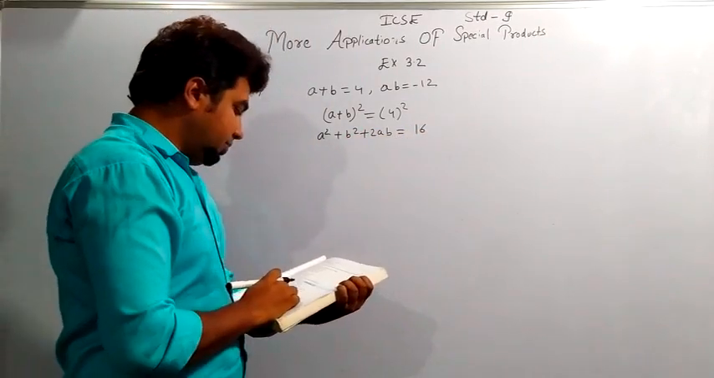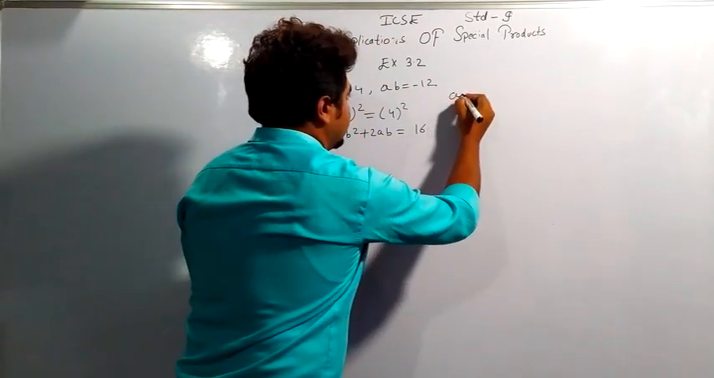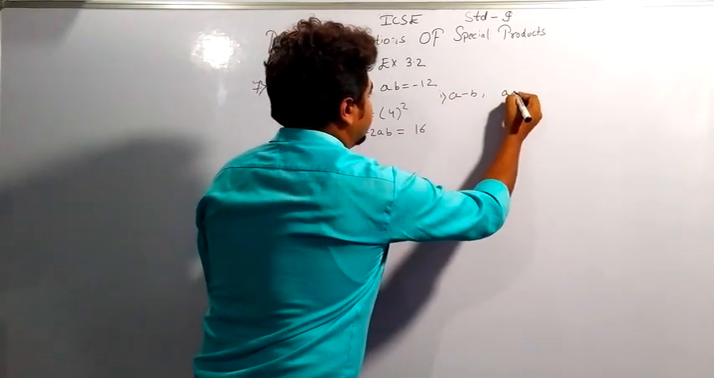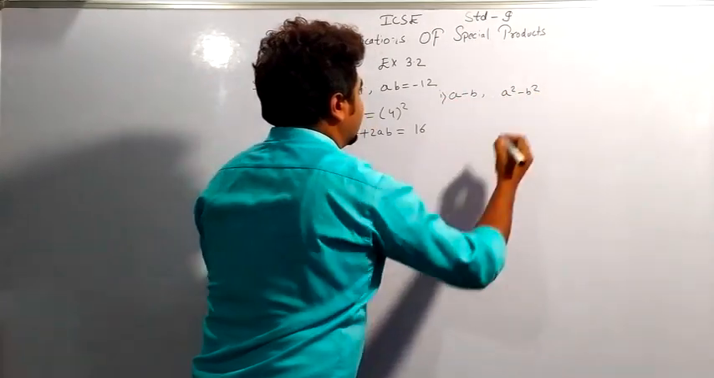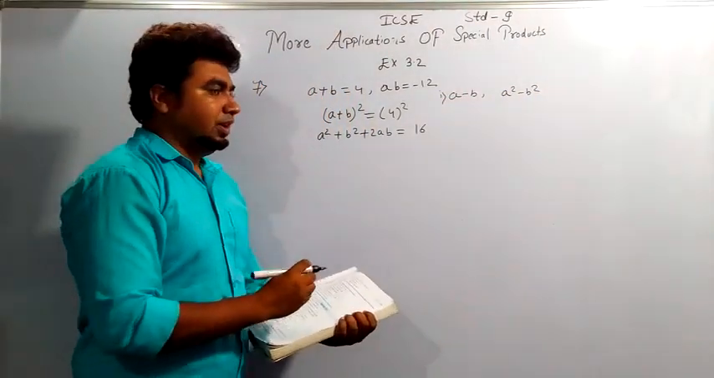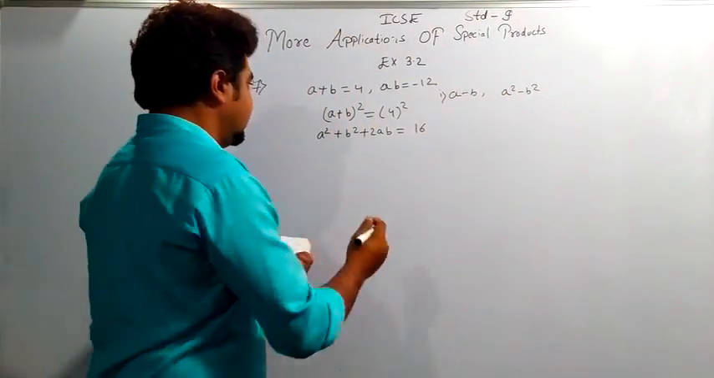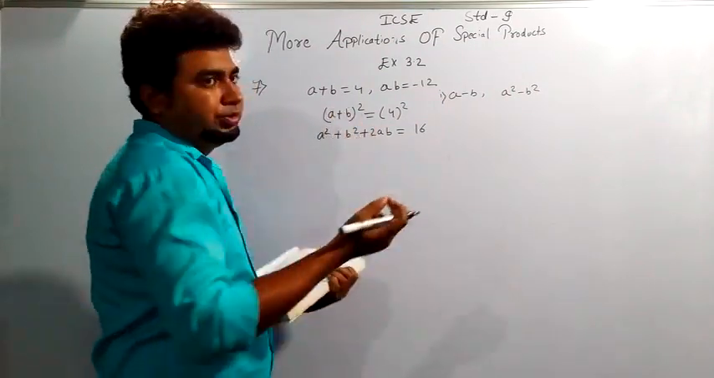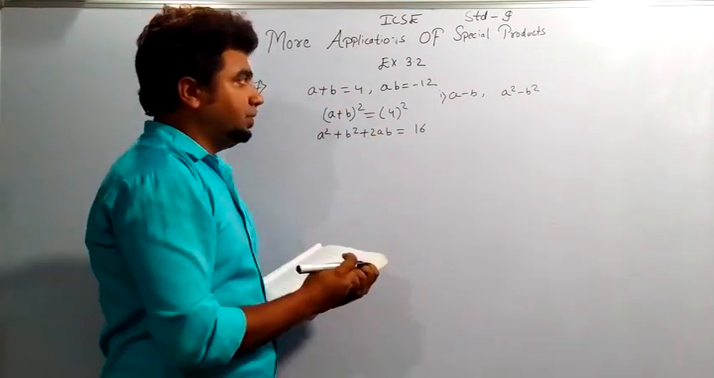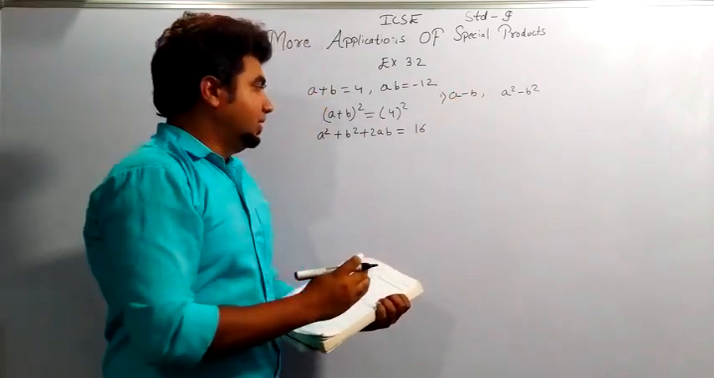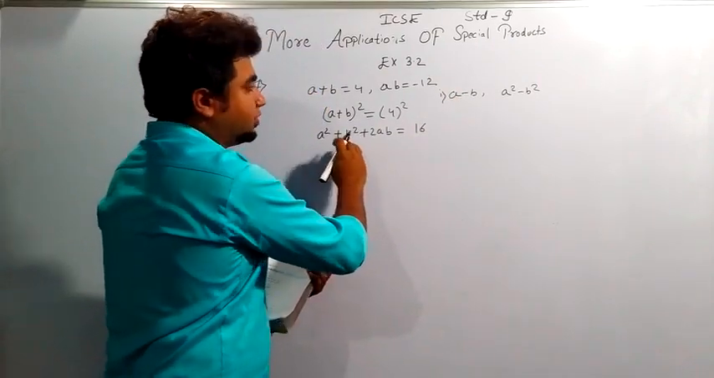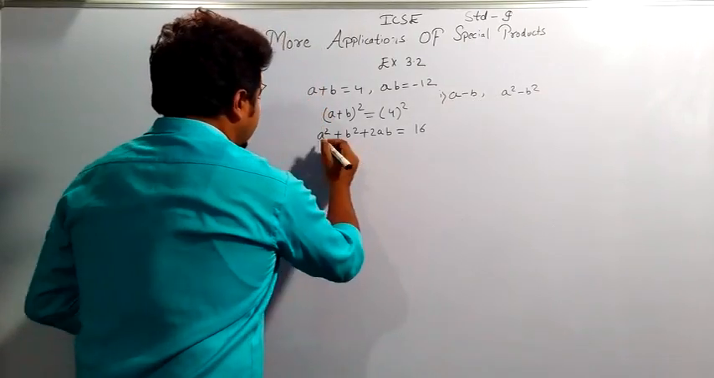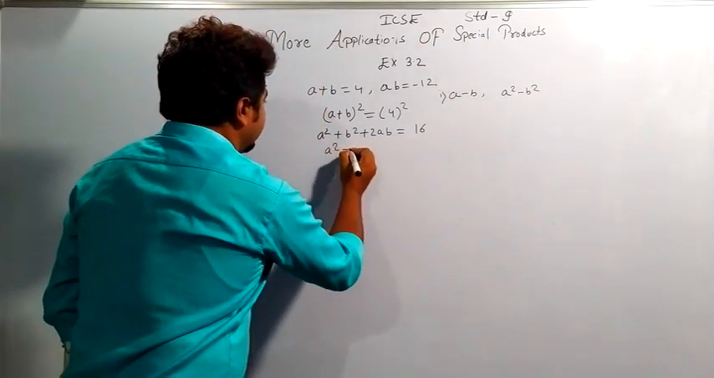We have to find the value of a minus b, this is the first part, and the second value is a square minus b square. This we can also find in another way, a minus b into a plus b. So why am I finding a plus b whole square? Because a plus b is given, but we have to find a minus b. First of all, we will find the value of a square plus b square, which is common in a minus b also.